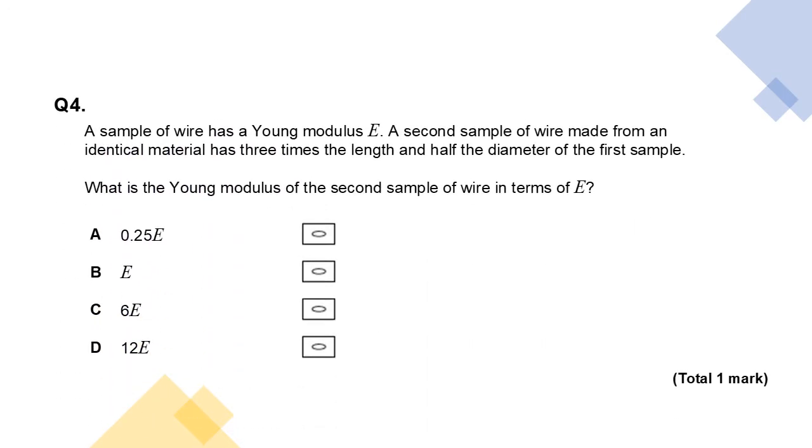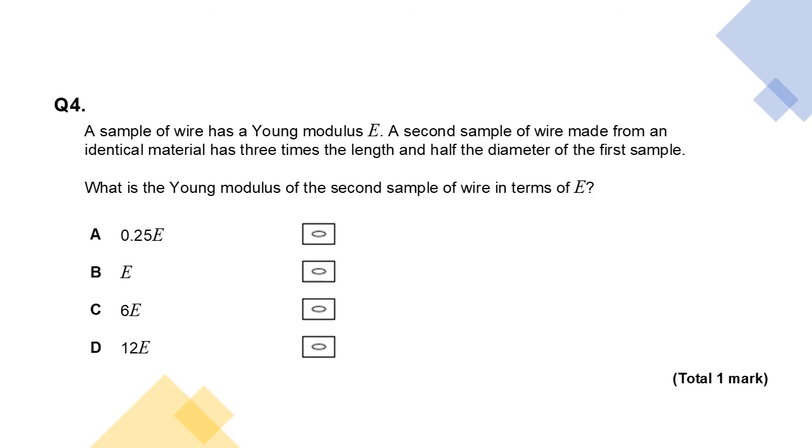Question 4. A sample of wire has a Young modulus E. A second sample of wire made from an identical material has 3 times the length and half the diameter of the first sample. What is the Young modulus of the second sample in terms of E? I just love this question, because the first time I did this, I spent around 3 minutes trying to work it out, and each time I got the answer as D, 12E. And then I looked into the mark scheme and it says it's not. So I was like, why?